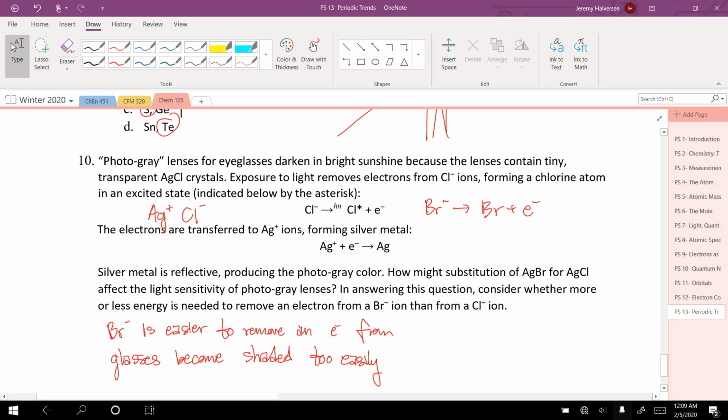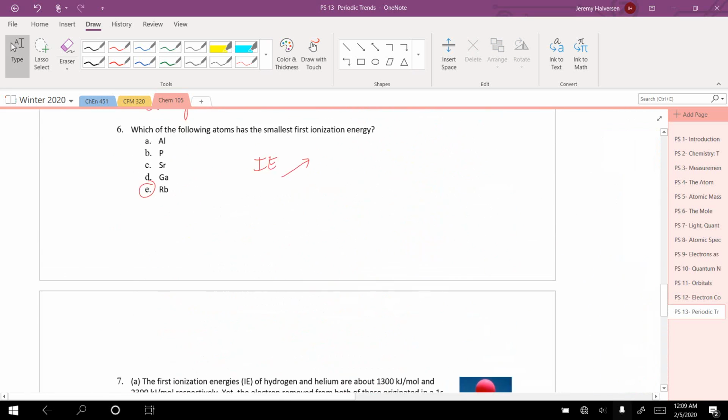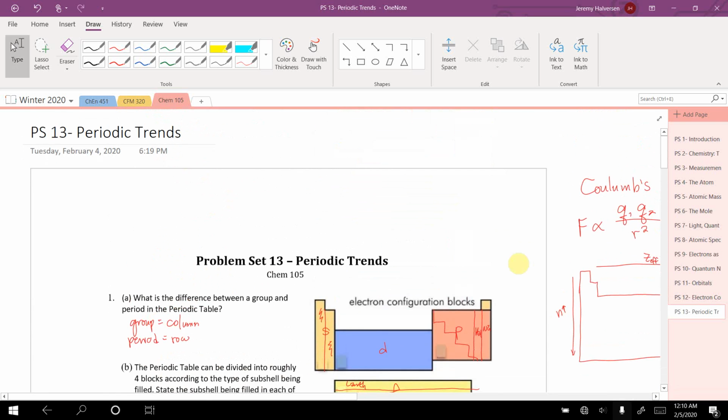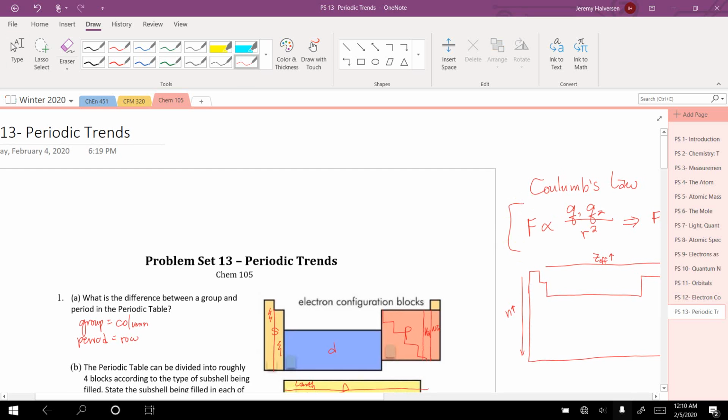And that's because of the difference in ionization energy between Cl- and Br-. All right, hopefully this was a good exposure to periodic trends. Remember that this is all based off Coulomb's law. If you're trying to explain any of these trends, you can always come back and look at what the forces are in Coulomb's law that are in play.